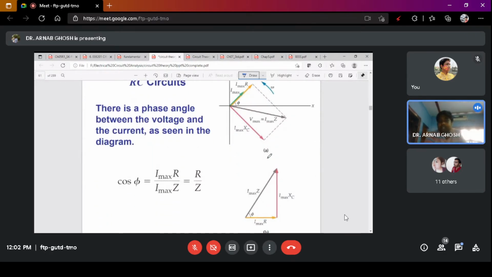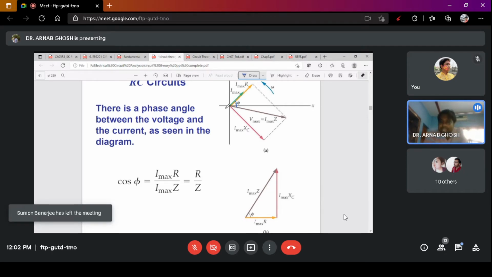So what will be the phase angle between the voltage and the current? If you are considering this as the phase angle, what does the phase angle define? The phase angle is given by I max R by I max Z. So why are we writing this?